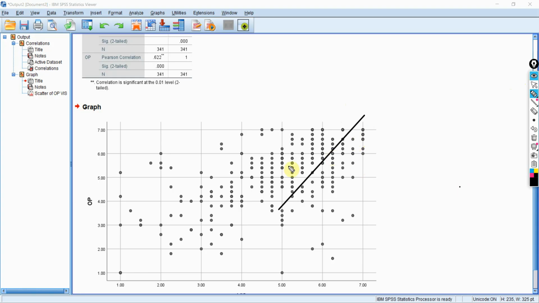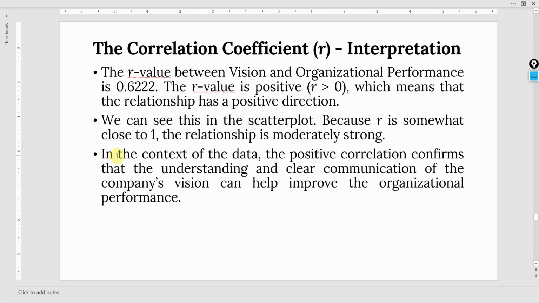Now if you see here, look at this. There is this tendency here. The scores are clubbed here, joined here at the top right. With an increase in vision, there is an increase in organizational performance. Moving on. Now, in the context of the data, the positive correlation confirms that the understanding and clear communication of the company's vision can help improve organizational performance, because if you are increasing the vision, the understanding of the vision, the acceptability of the vision, the performance is increasing.